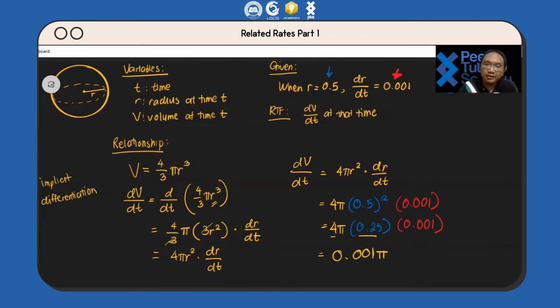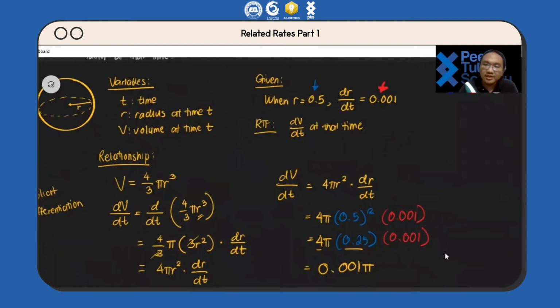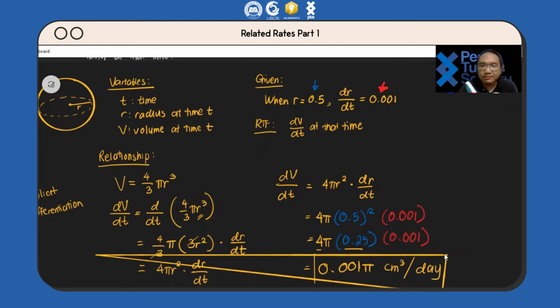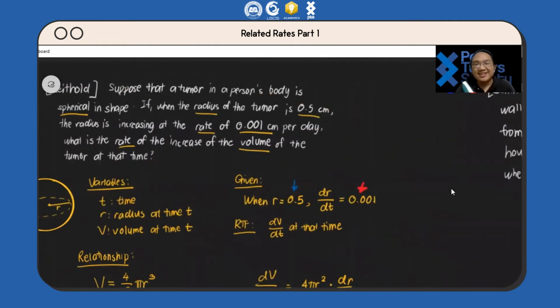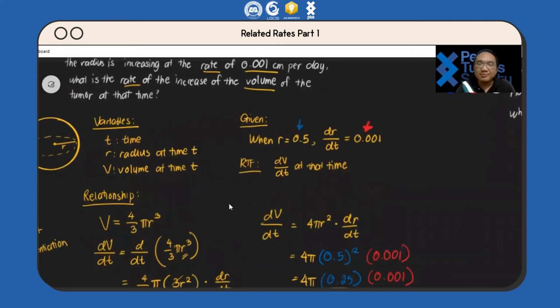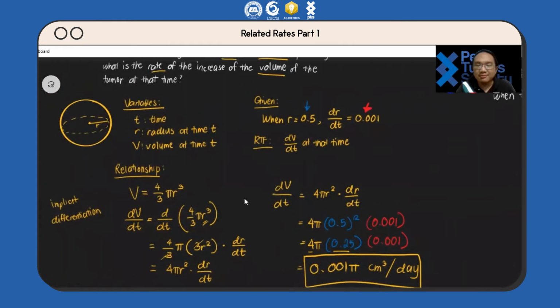Let's affix the units. We're talking about centimeters a while ago in this problem. So that's cubic centimeters for the volume. The time is in days. 0.001 pi cubic centimeters per day. And that is the rate of the increase of the volume of the tumor at that time. So this is our introductory problem for this video.